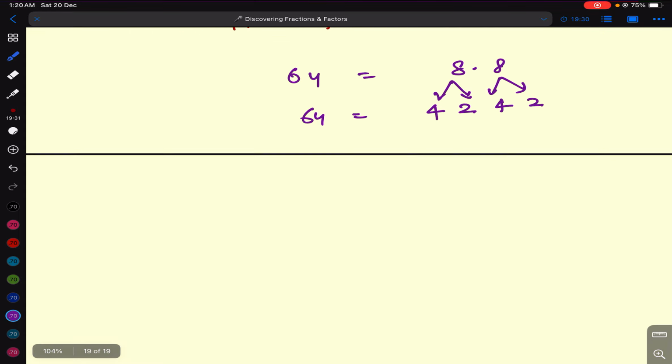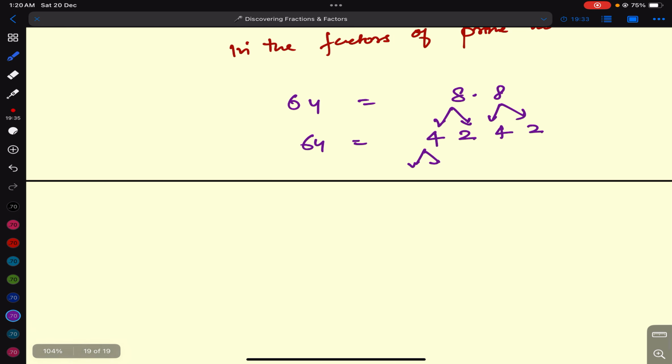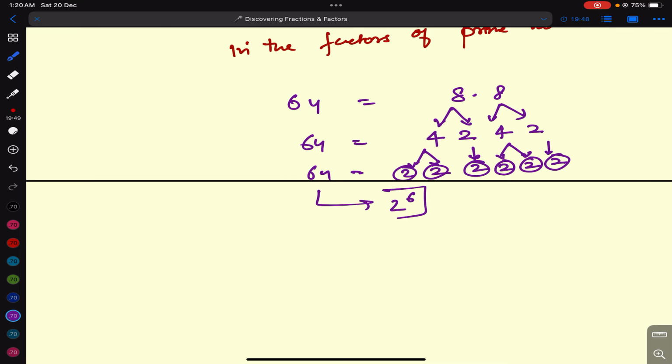Now again we further break down the factors. So 4 will be further written as 2 times 2. This is already 2. And this is also 2 times 2. And this is already 2. So how many 2's are repeating? 1, 2, 3, 4, 5, 6. So we can write 64 as 2 to the power 6. This is how we write a bigger number as the multiplication of its respective prime factors. What is 2 here? 2 is a prime number, right? So we have broken down a bigger number into its prime factorization.